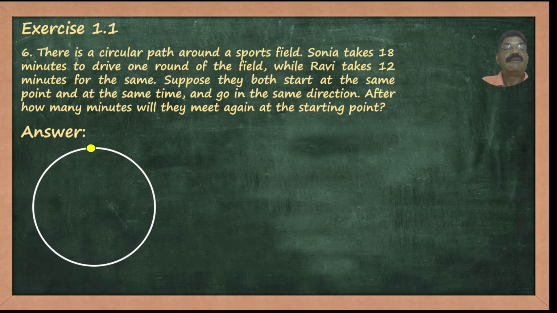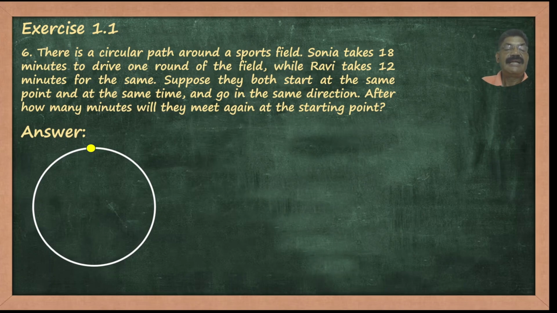Now, you look at this problem. There is a circular path around a sports field. Sonia takes 18 minutes to drive one round of the field, while Ravi takes 12 minutes for the same. Suppose they both start at the same point at the same time and go in the same direction. After how many minutes will they meet again at the starting point?